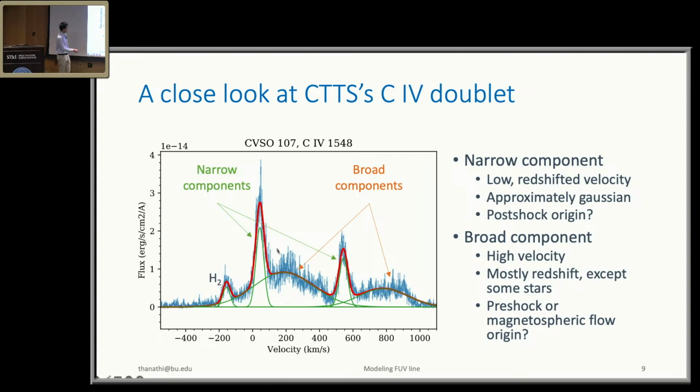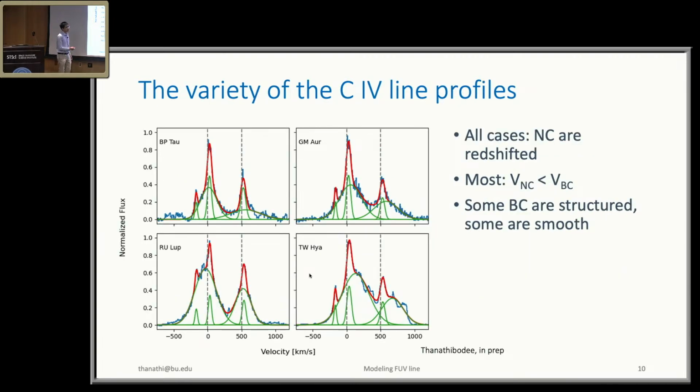Mostly redshift compared to the line center, more redshifted than the narrow component, but some stars are not as redshifted. Some stars even are blueshifted. So it could be coming from the pre-shock, which has high velocity, or magnetospheric flow, which could explain the blueshifted emission. But there are a variety of line profiles.